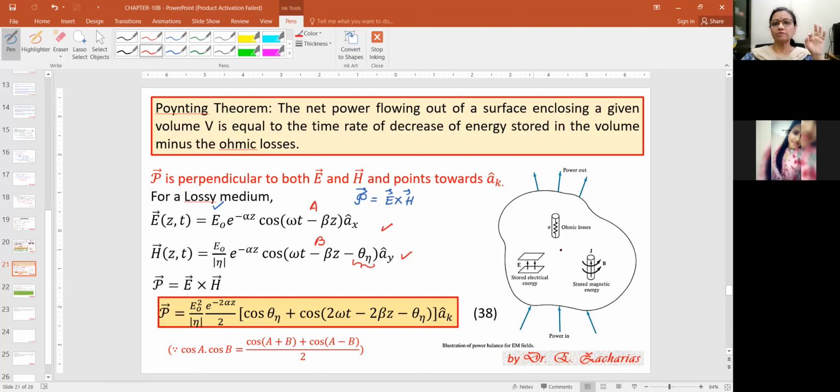And you can also see a pictorial representation of Poynting theorem. Energy is stored in the electric field and energy is stored in the magnetic field, indicated by a capacitor and an inductor. These are the stored energy, and it is losing energy at a certain rate. All the energy that it is losing as a function of time is not coming out as power. Some part of it is lost as ohmic losses. So these three things have been given in the form of electrical elements. Ohmic losses are always associated with resistors. Similarly, electrical energy is associated with a capacitor, and magnetic energy is associated with an inductor. That's the pictorial representation shown here.